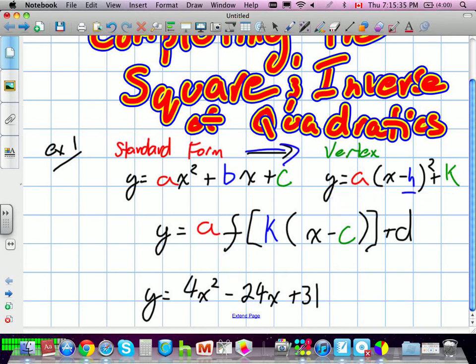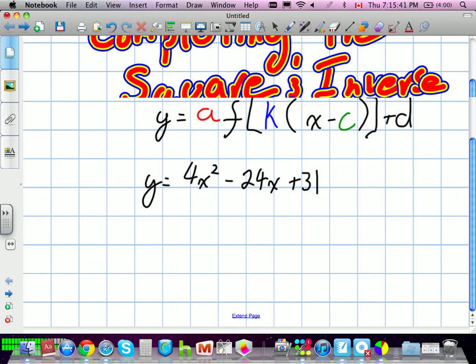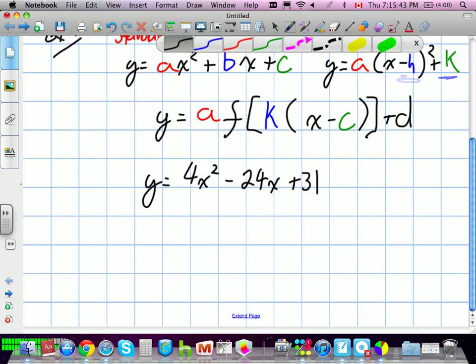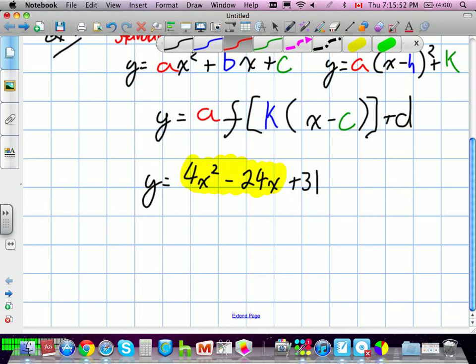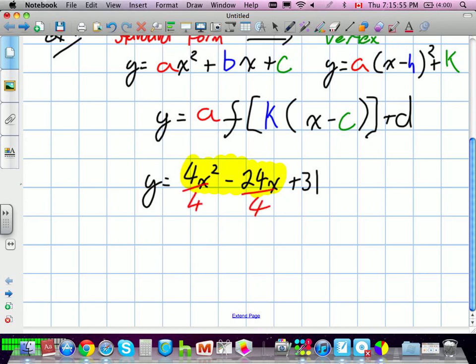What we do is first of all, we look at the very first two terms, so the ax squared and the bx. And what we're going to do is we divide the first two terms by whatever our a variable is. In this case, our a variable is 4. So we take it out like a common factor, okay? So essentially we get 4 comes to the outside, and then we're left with x squared minus 6x plus 31.